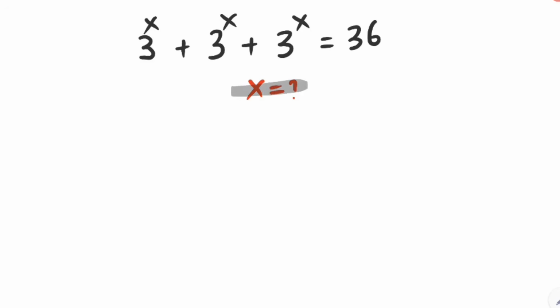How to solve for x in this equation: 3 raised to power x plus 3 raised to power x plus 3 raised to power x is equal to 36.